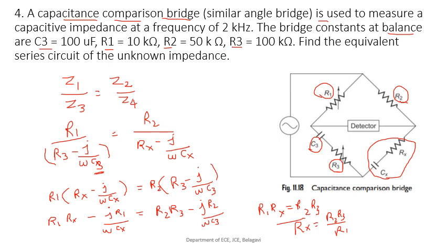For the capacitance, your relationship will be R1 by Cx is equal to R2 by C3. From these two equations, the imaginary parts, the j and j, represent imaginary. Omega will cancel, the frequency part will cancel. So you can write Cx is equal to R1 C3 divided by R2. If you substitute for that, you will get the value of Cx.